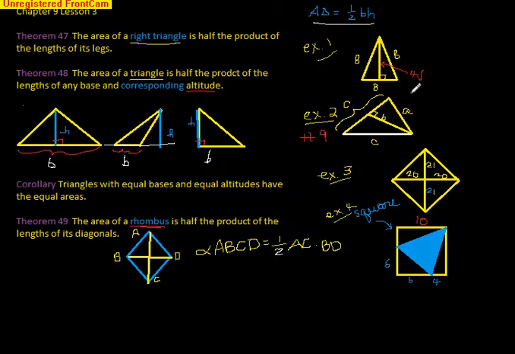So let's look at some really quick examples because these are so easy. I need to finish this one here. It got erased. So here we have a triangle.